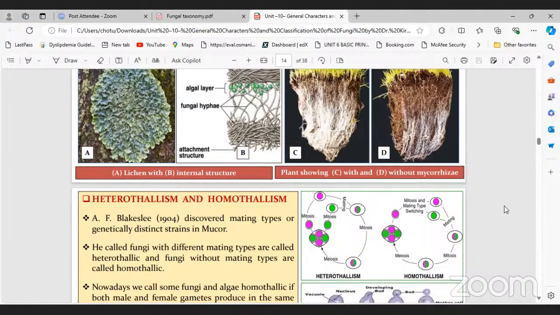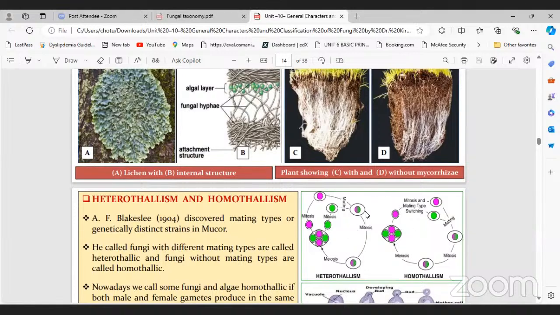See, this is heterothallism, this is homothallism. He explained heterothallism with the example of Mucor. Okay, he called fungi with different mating types heterothallic. Different mating types are called heterothallic. Fungi without mating types are homothallic. This is the different mating type or heterothallism. Without mating types are called homothallism.